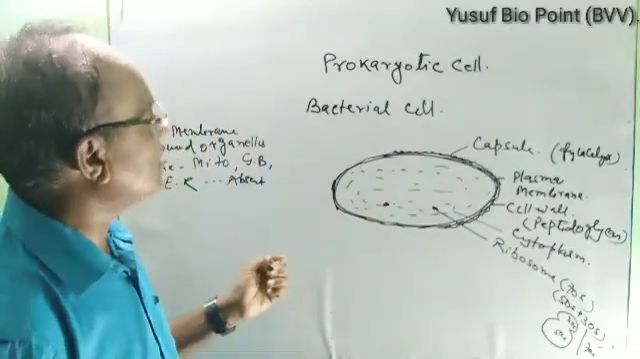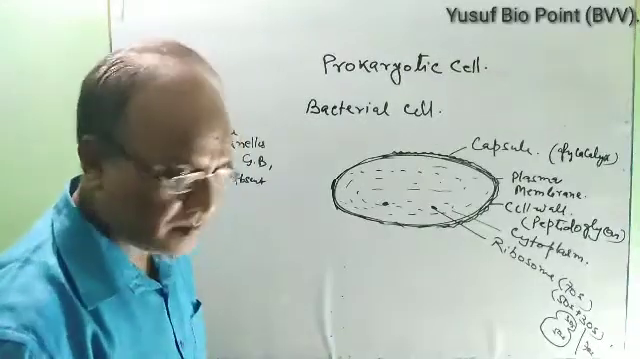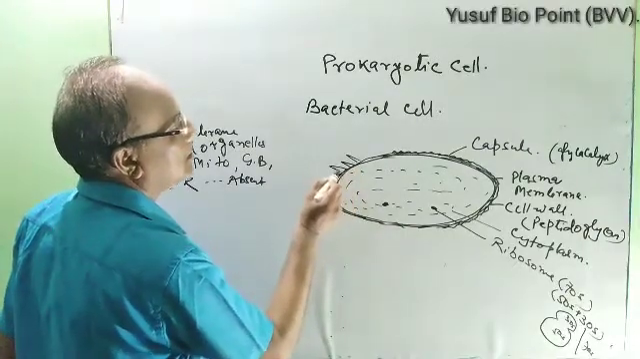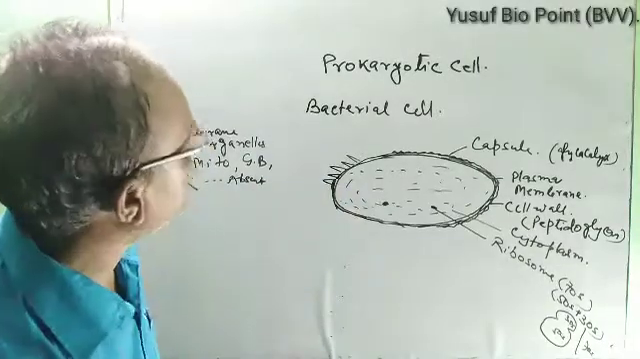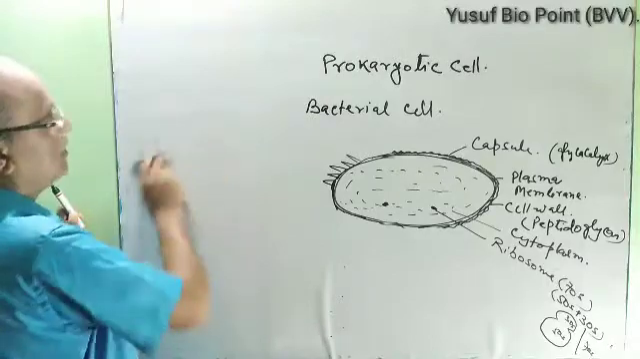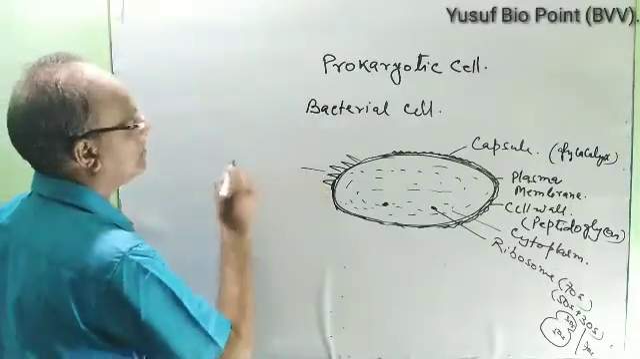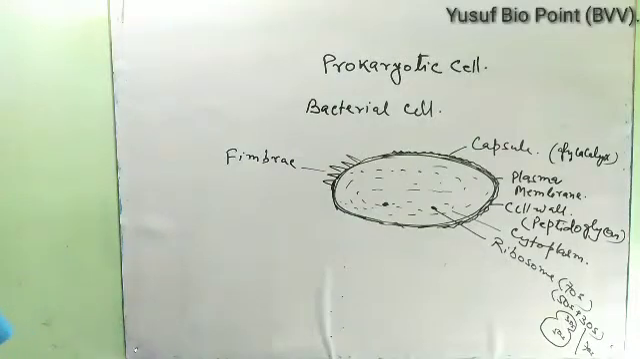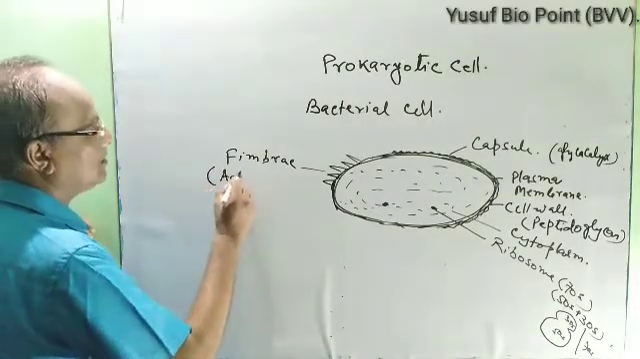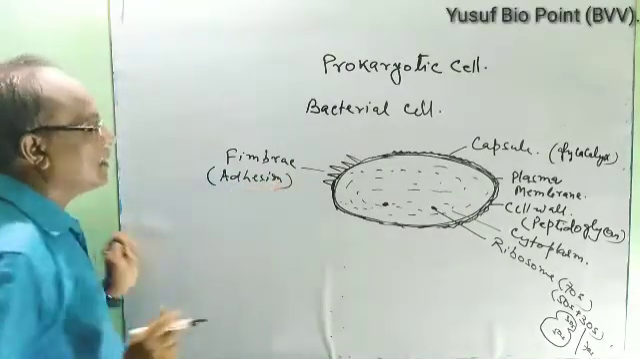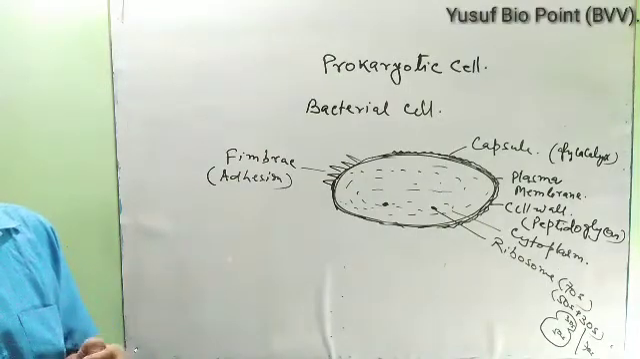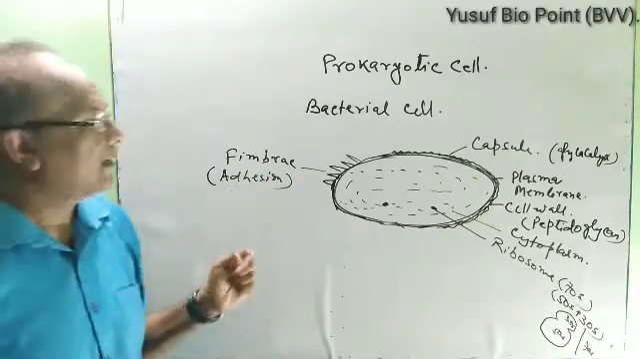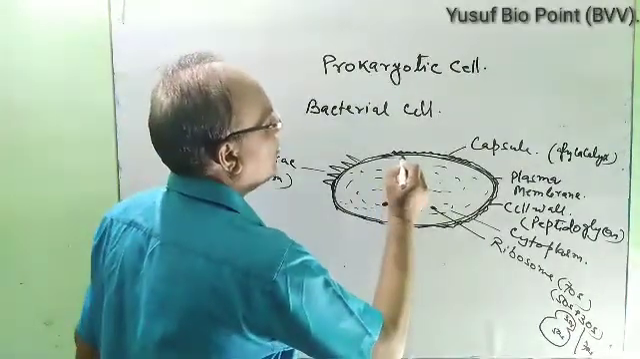And the main thing is that on the outer side of the prokaryotes, some finger-like projections are found. These are called fimbriae. It helps in adhesion, that is, it helps in sticking to a substratum. So these are known as fimbriae.